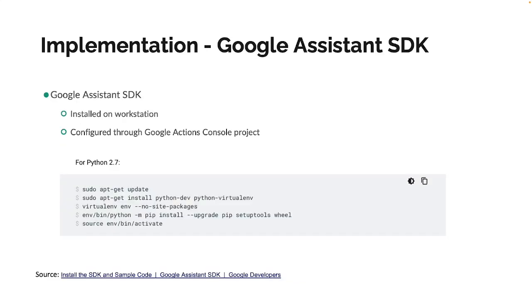The Google Assistant SDK would also be installed on the workstation, and additionally required the setup of a Google Actions console project to manage the API credentials, device registrations, and user authorization. The code snippet below from the Google developers documentation demonstrates how to set up a virtual environment using Python 2.7. The virtual environment provided an isolated space to install the SDKs and their dependencies without potentially conflicting with other Python installations on the system.